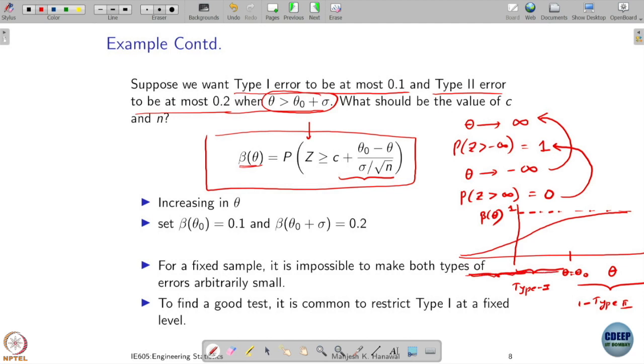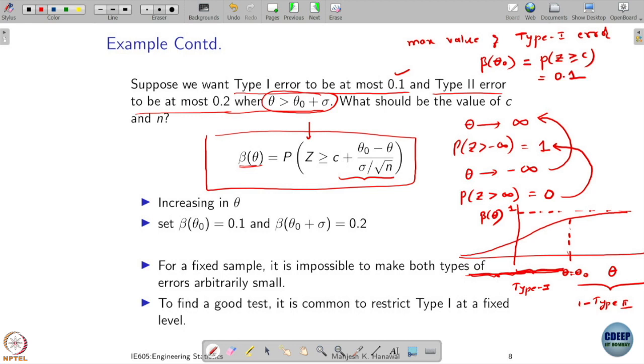So, this is where my type 1 error is, and this type 1 error is happening at theta equals theta naught, right? So my maximum value of type 1 error is actually at theta equals theta naught. What is this value? Probability that Z is greater than or equal to C, and which you have been told to be set to what value? 0.1.